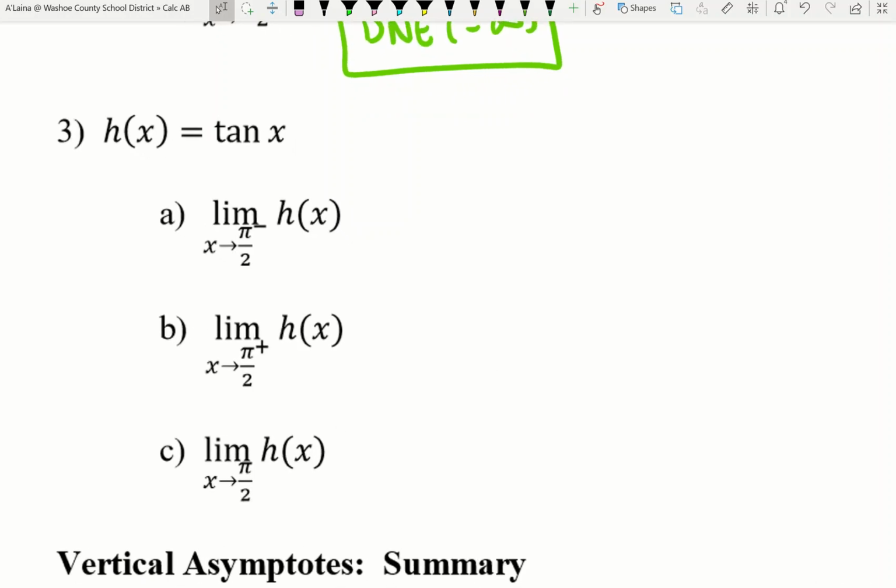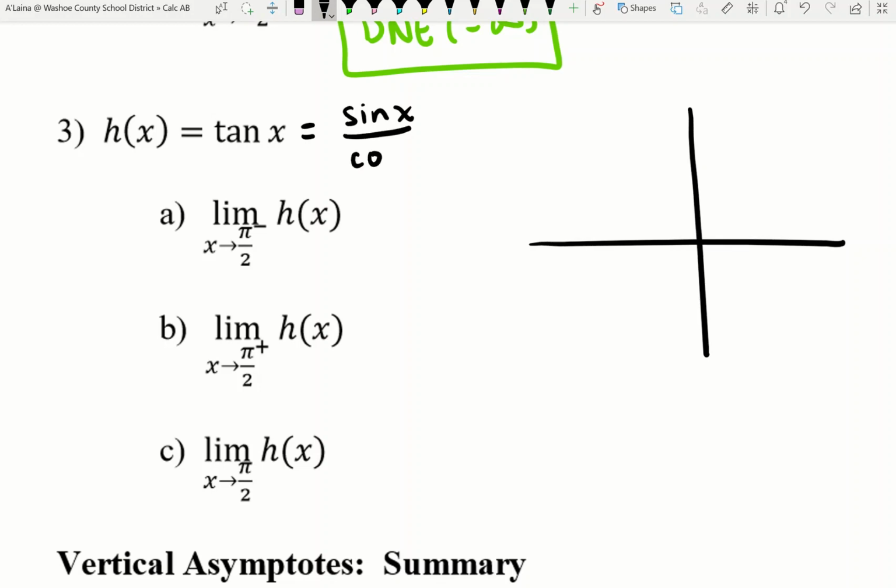All right, for number 3, why don't you go ahead and pause the video and see if you can remember how to graph tangent. If you had forgotten how to graph tangent, it might be helpful to remember that tangent of x is the sine of x divided by the cosine of x, and that can help us in terms of our asymptotes. Vertical asymptotes will occur where the cosine of x is actually equal to 0. So we will have vertical asymptotes where cosine of x is equal to 0.